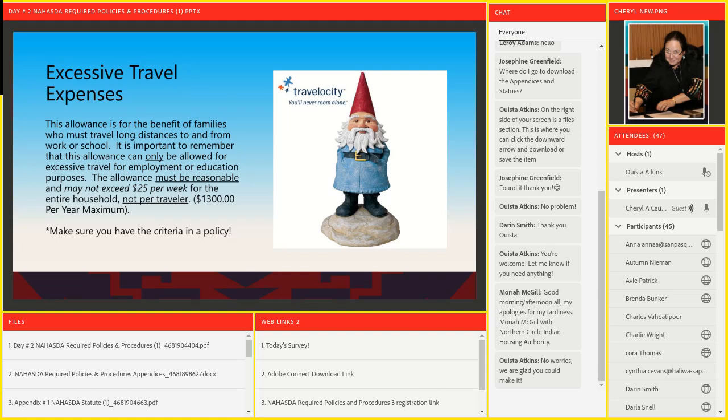It's important to remember that this allowance can only be allowed for excessive travel for employment or education purposes. It must be reasonable. It cannot exceed $25 a week for the entire household, not per traveler, and $1,300 per year maximum. So make sure you have that criteria in your policy. You can request a map be attached should they ask for that.